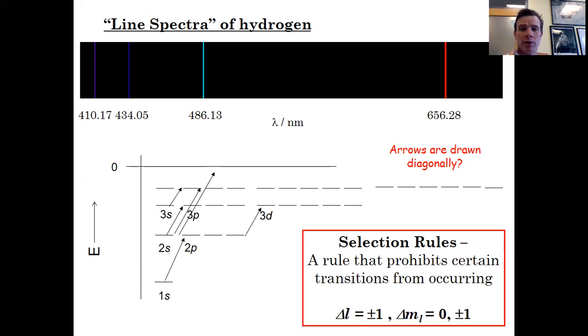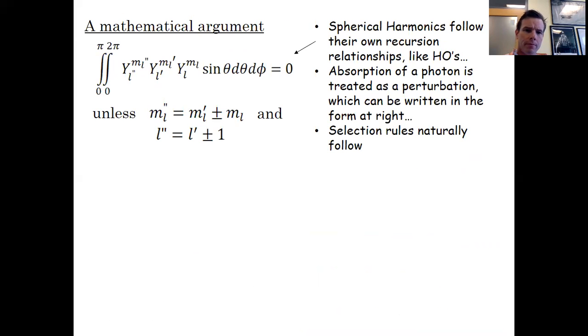Now the next question is, well, where did the selection rules come from? And I want to give you two arguments. The first is a mathematical one. It turns out that the spherical harmonics follow a set of recursion relationships like the harmonic oscillators. And if you frame the absorption of a photon, you end up with an expression which looks like this. Right? This specific form applies directly to the recursion relationships for spherical harmonics. And those recursion relationships will require that this integral will equal 0 unless these conditions are true. So one argument is simply that the selection rules fall naturally from the mathematical relationships that result from the spherical harmonics.